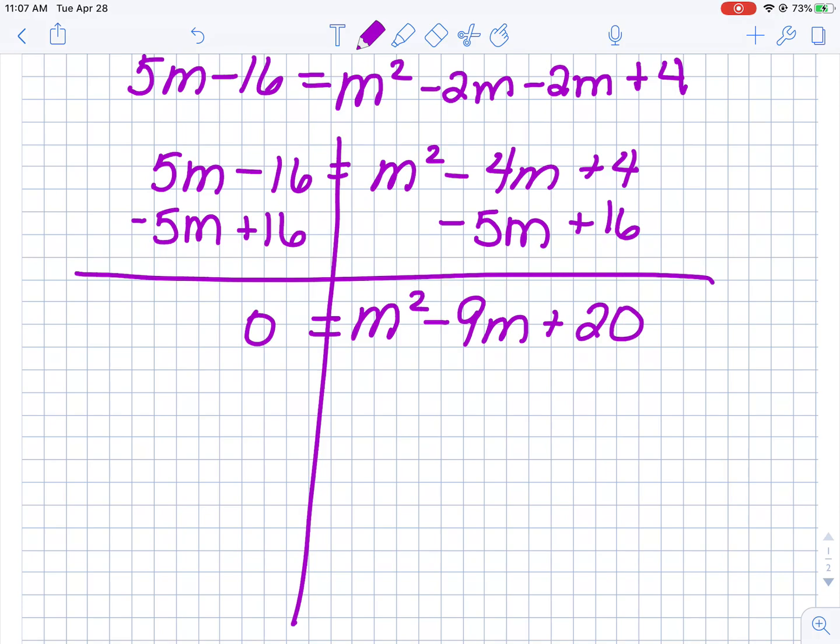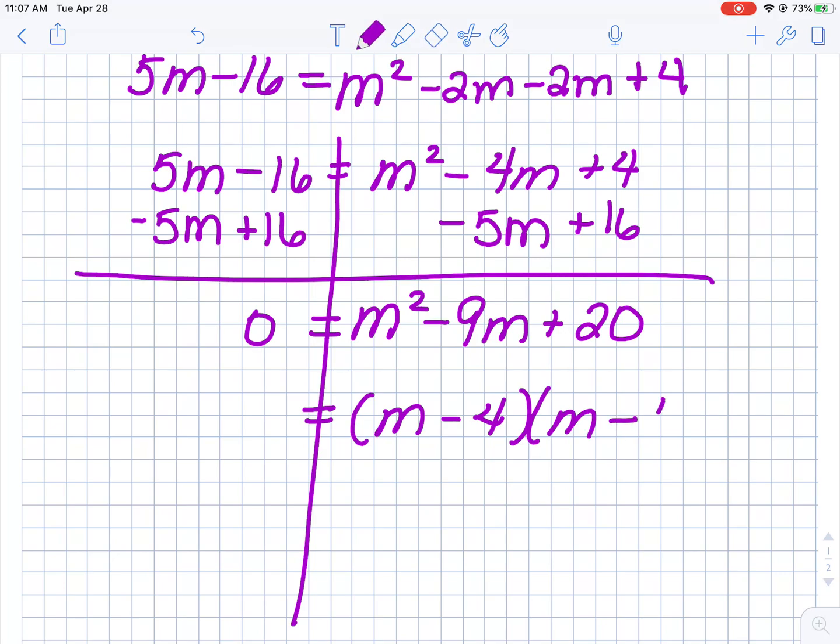Now this is where your factoring comes in. I'm not going to do the factoring with you. If you need some factoring review, please let me know and I can do that with you. Factoring is doing your magic X and then either the box method or the grouping method. So when this is factored out, we end up with m minus 4 and m minus 5.